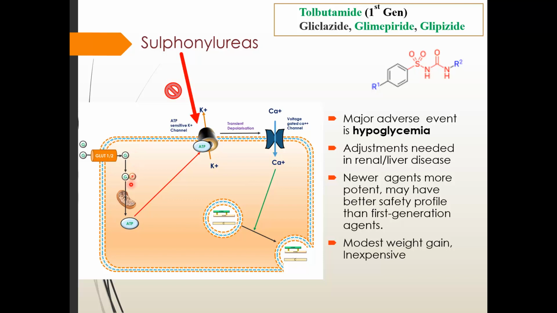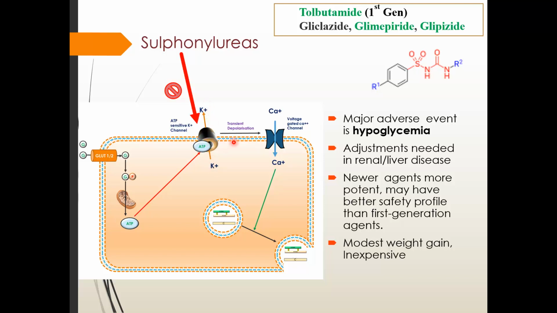It is converted into glucose 6-phosphate. With this glucose 6-phosphate forms ATP. This all is happening in pancreatic beta cell. This ATP blocks the ATP sensitive potassium channel. So potassium cannot go out of the cell.